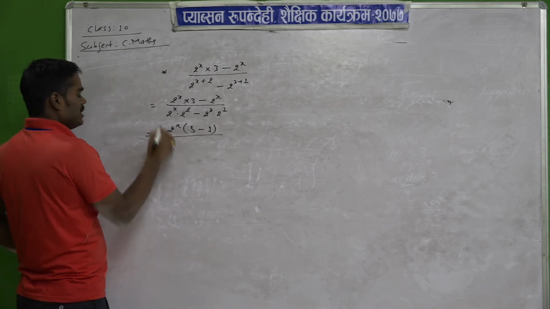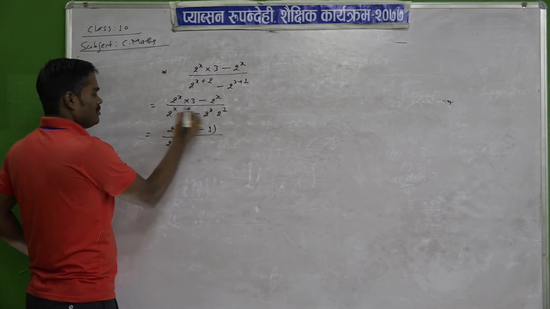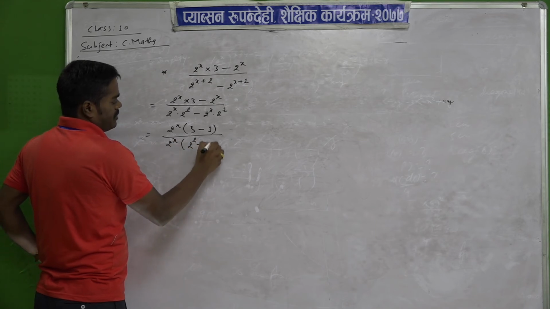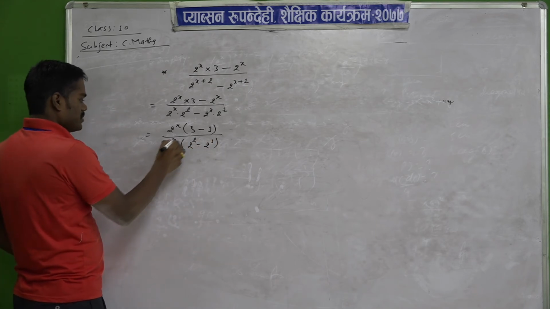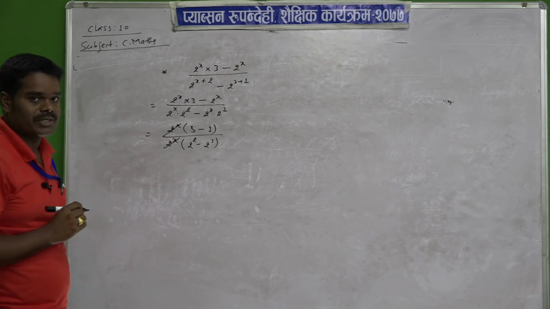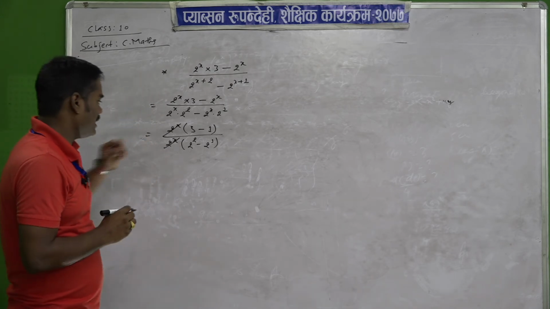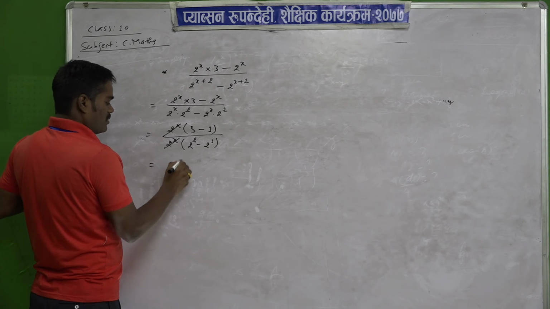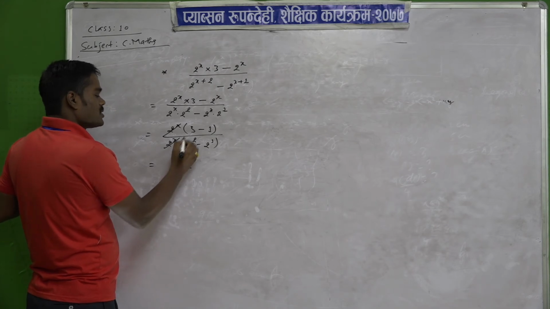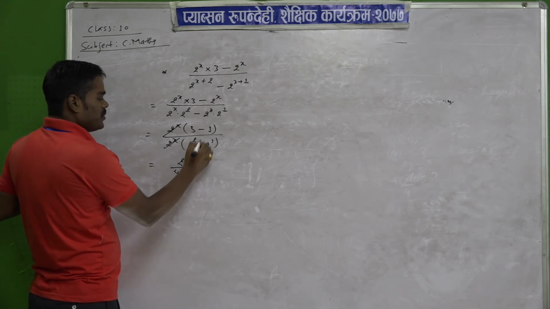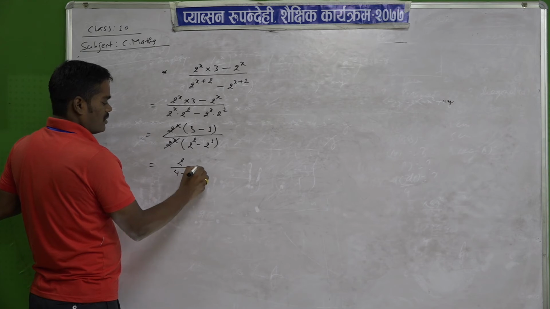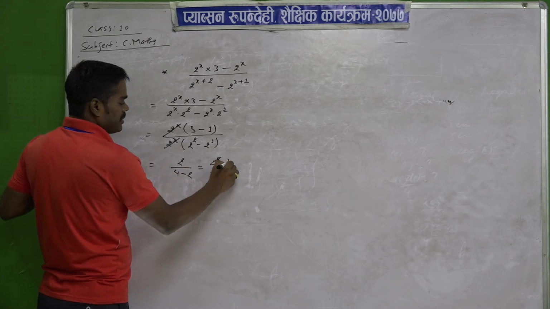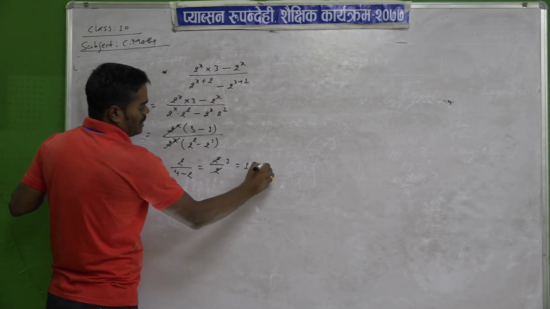And then after, down side also 2 power x is common, because it is present in both terms. So what is left? 2 power 2, 2 power 1. So this we can cancel, this we can cancel, and then after 3 minus 1 means what? 2, and here square of 2 means what? 4, 2 power 1 means what? 2. 4 minus 2 means 2. So cancel, what is left? 1. So this is the answer.